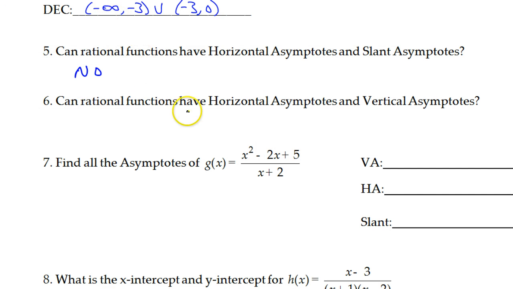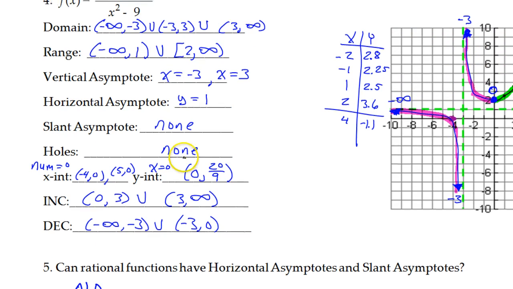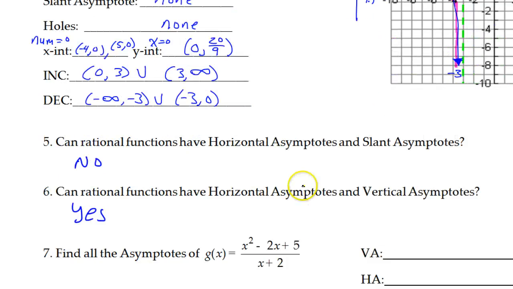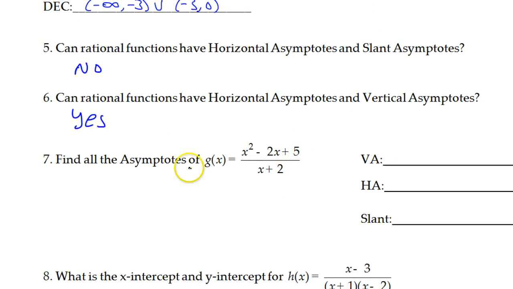Can rational functions have horizontal asymptotes and vertical asymptotes? Sure. We just saw that on the last problem. Vertical asymptotes and horizontal asymptotes. No big deal. Okay. Find all the asymptotes of this function.